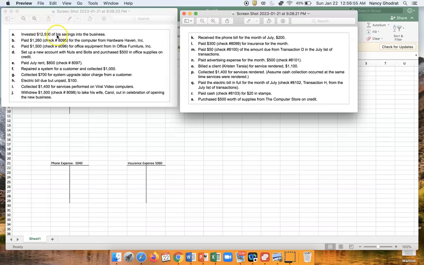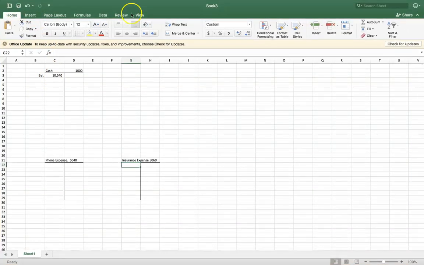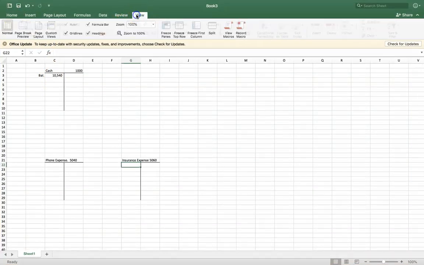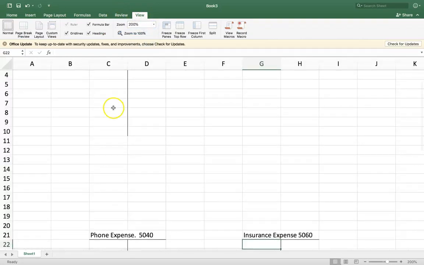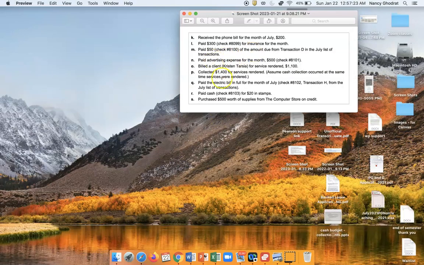So for example, you will see that the capital account will have a beginning balance of $12,500, and most of the remaining accounts have beginning balances. For example, cash has a beginning balance of $10,540, and now we need to analyze the other transactions that are happening in this month.